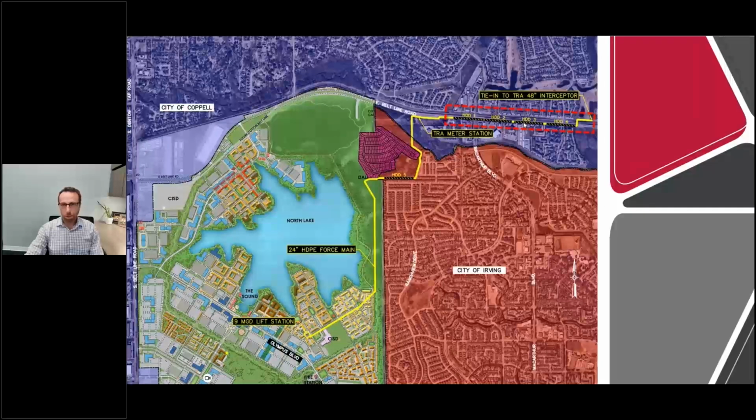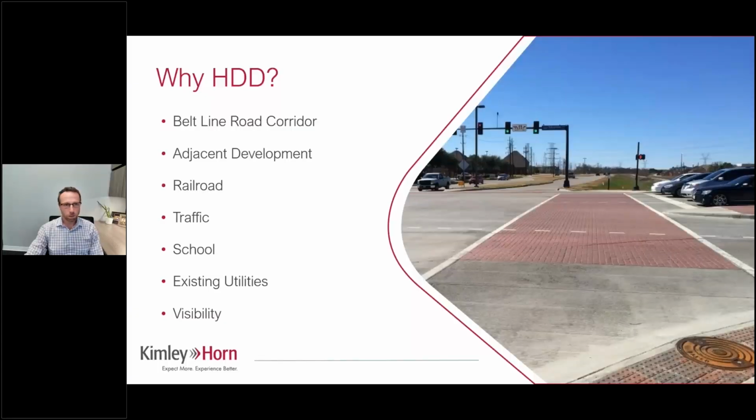and talk about each of these drills in more specifics. So some of the other presentations, why did we consider HDD? A lot of it had to do with where we were. So in this Beltline corridor, this is one of the busiest roads in the city of Coppell. It's 4-lane divided and 6-lane divided, depending on where you are. So lots of traffic, lots of development as well.